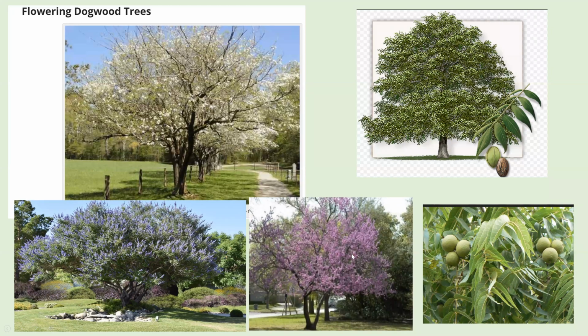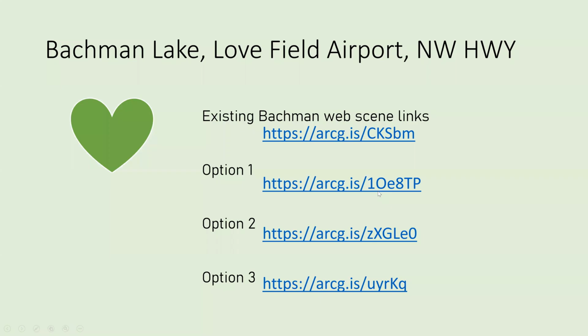Here are more trees: black walnut, the Vitex tree, and the pecan were not available in City Engine and SketchUp. Their designs were not appearing in City Engine. This is a flowering dogwood, and this is the Mexican buckeye that's in pink. These are the links to the scenes that we've reviewed, number 3.